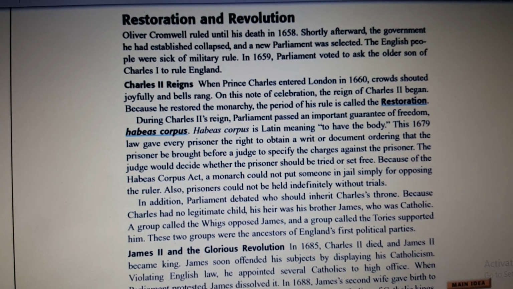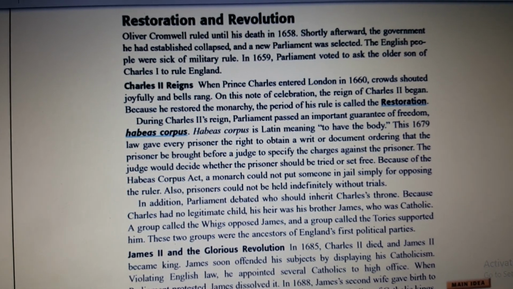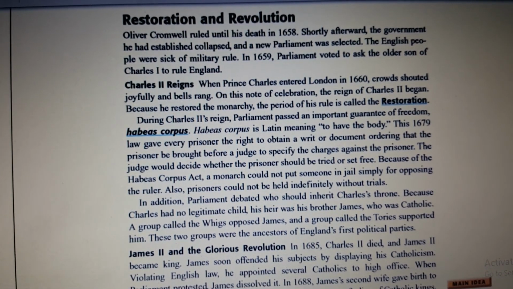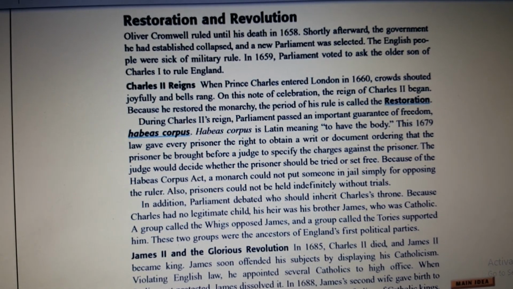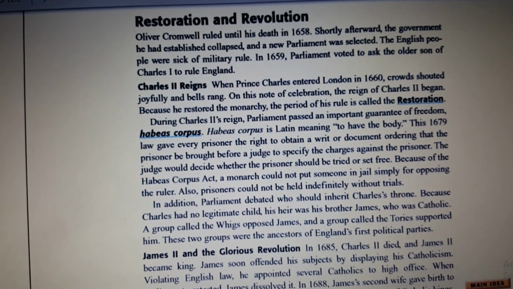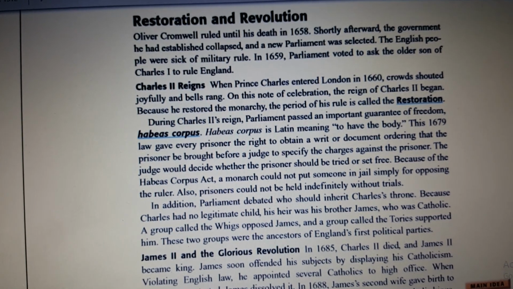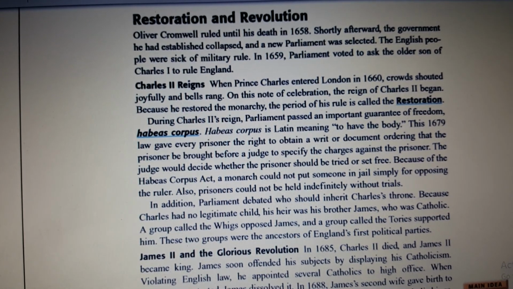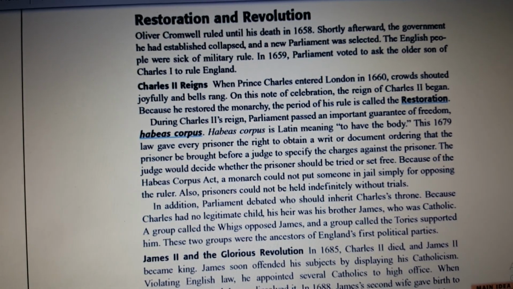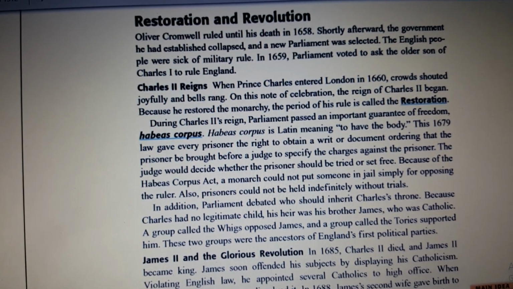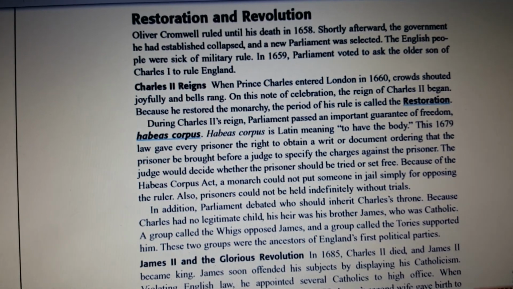In addition, Parliament debated who should inherit Charles's throne. Because Charles had no legitimate child, his heir was his brother James, who was Catholic. A group called the Whigs opposed James, and a group called the Tories supported him. These two groups were the ancestors of England's first political parties.